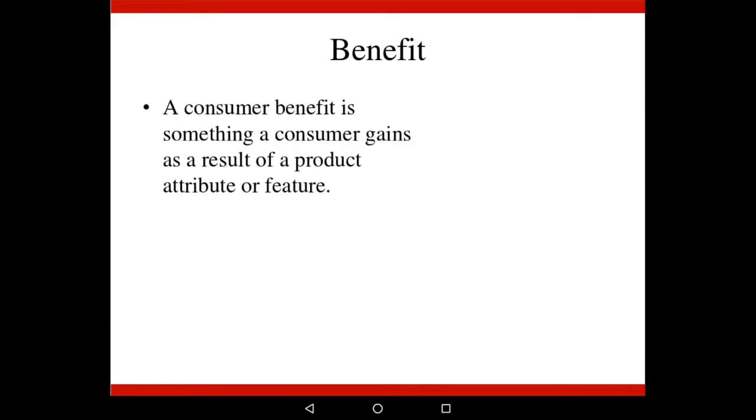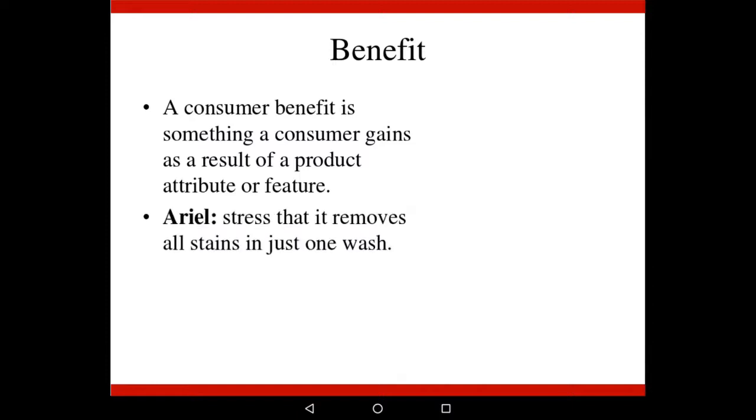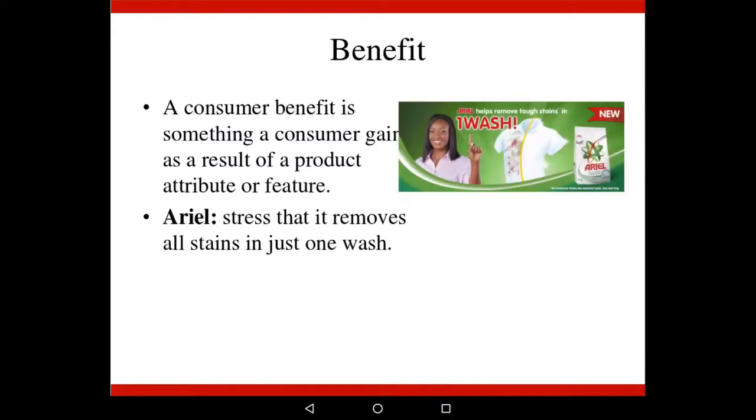A consumer benefit is something the consumer gains as a result of a product, attribute, or feature. So we're not focusing on the attribute, we're focusing on what the consumer gets from that attribute. Okay, so Ariel, for example, stresses that it removes all stains with just one wash. Okay, so that's the benefit. There might be a special chemical inside the Ariel washing powder which washes your clothes so nice and white, but they're not saying buy our product because of this chemical. No, they're saying buy our product because of the benefit you get, and that is that you only need to wash your clothes once to get out stains.